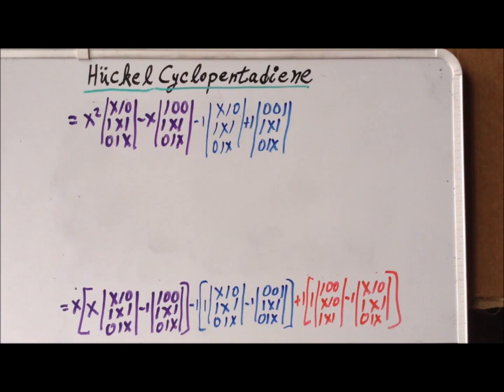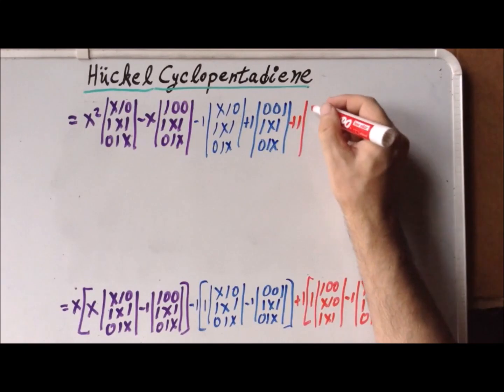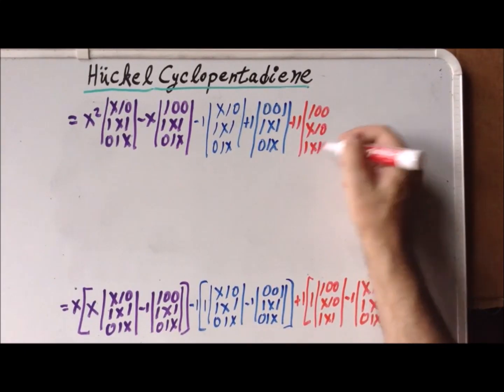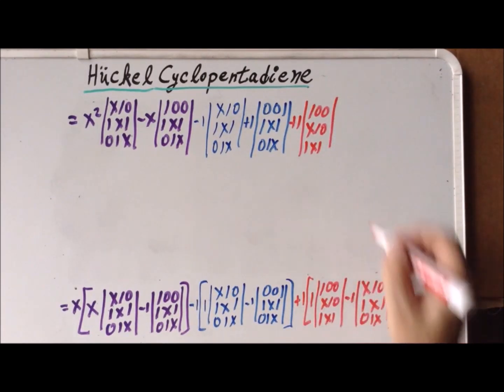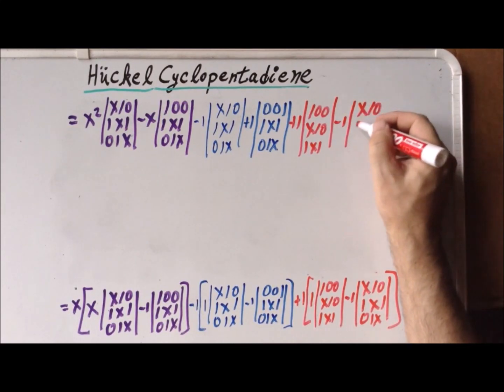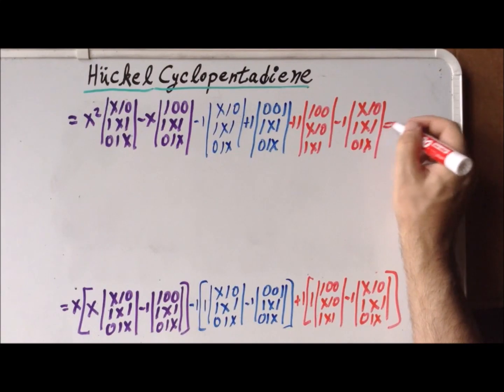And then, last but not least, we want to distribute the positive 1 over the coefficients for the last material here. We get plus 1 times the determinant 1, 0, 0, 1, 0, 1, x, 1. And then 1 times minus 1 is a minus 1, times the determinant x, 1, 0, 1, x, 1, 0, 1, x. And recall that this is all equal to 0.